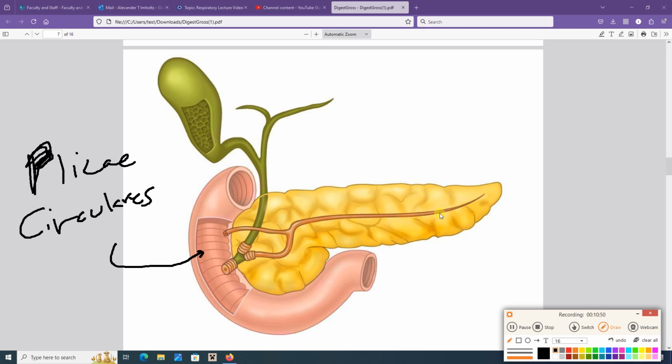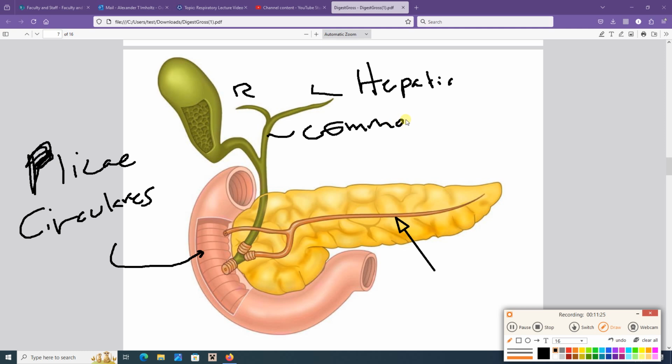We see a main pancreatic duct, so running right here, carrying pancreatic juice, the main pancreatic duct. We also see some ducts for bile. We are going to see a pair of ducts coming from the liver. These are the right and the left hepatic ducts. So I have a right and a left hepatic duct carrying bile from the liver. Then I've got a common hepatic duct where my right and left hepatic ducts unite. So I have a common hepatic duct.